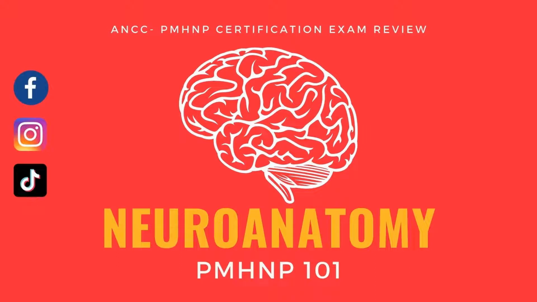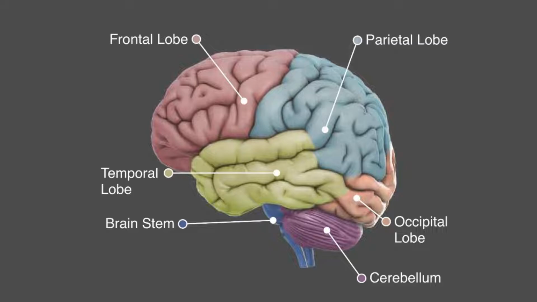Today I will be going over neuroanatomy. In this video, this is only going to be a review for you guys. If you're a PMHNP student trying to pass the board, this should be a review. In this video, I will cover the cerebrum, which is made up of, we know, the frontal, temporal, parietal, and occipital lobes. And we also know that the cerebrum also includes the cerebral cortex. It includes the limbic system. It includes the thalamus, hypothalamus, and basal ganglia. I will also cover the brainstem.